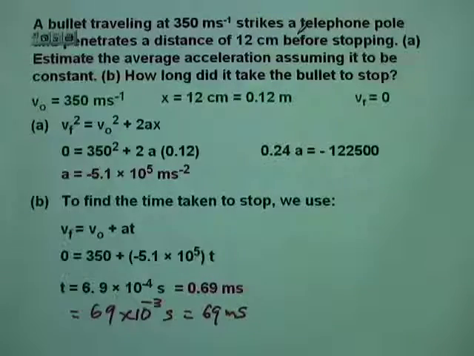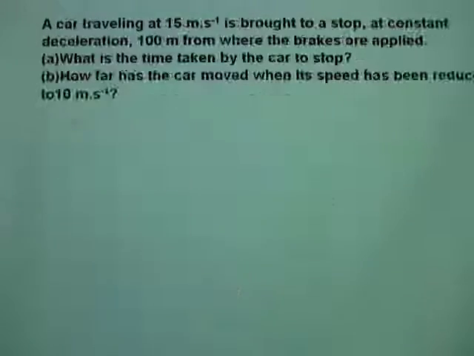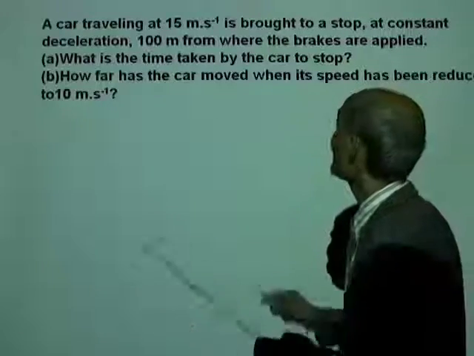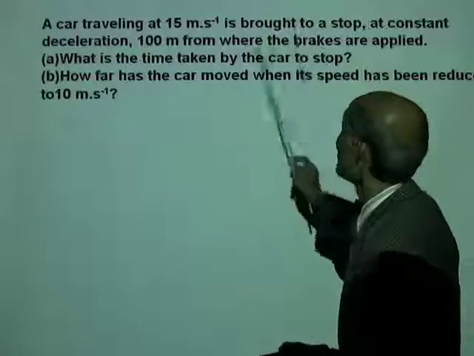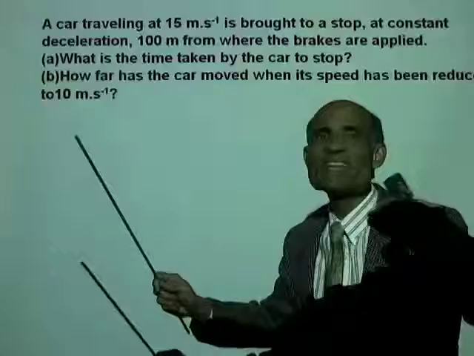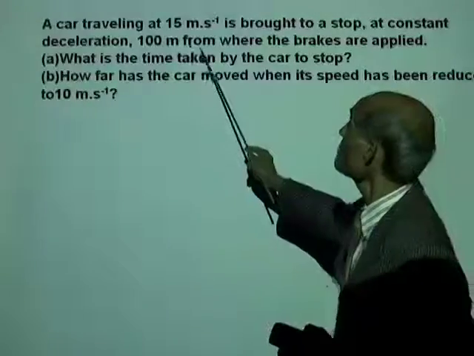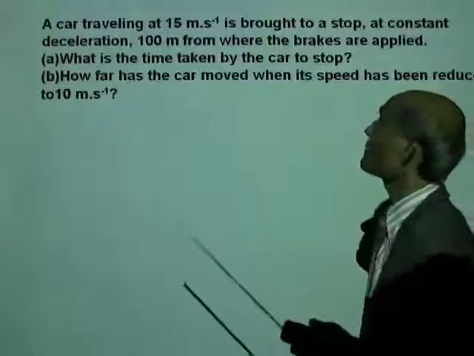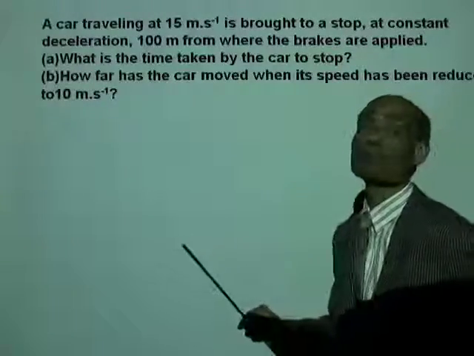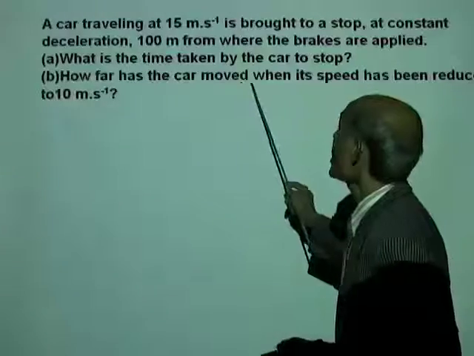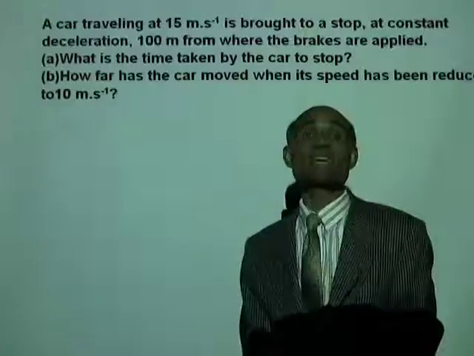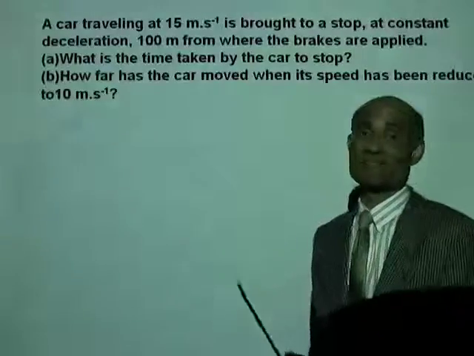Okay, let's do another problem. A car traveling at 15 meters per second is brought to a stop at a constant deceleration. A deceleration is a negative acceleration. 100 meters from where the brakes are applied. What is the time taken by the car to stop? How far has the car moved when its speed has been reduced to 10 meters per second?